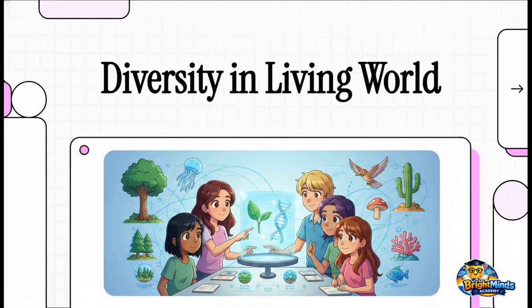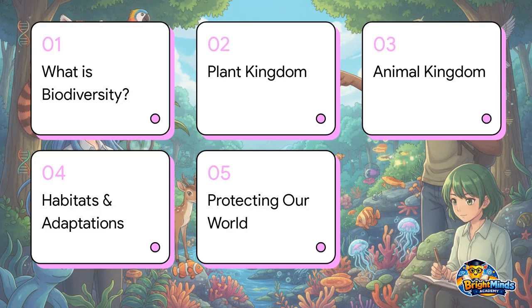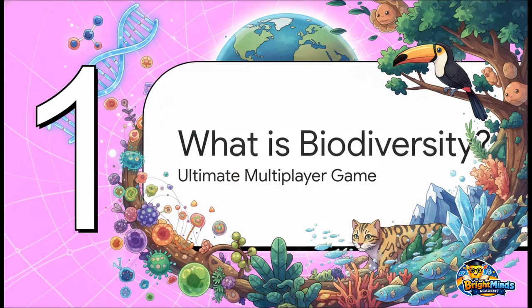If you've been struggling to connect the dots between plant types, animal habitats, and ecosystems, you are in exactly the right place. Here's the game plan for today's session. We're going to define biodiversity, sort out the plant and animal kingdoms, check out some incredible habitats and adaptations, and finally wrap up with how we can actually protect our living world. All right, let's jump straight into Section 1.